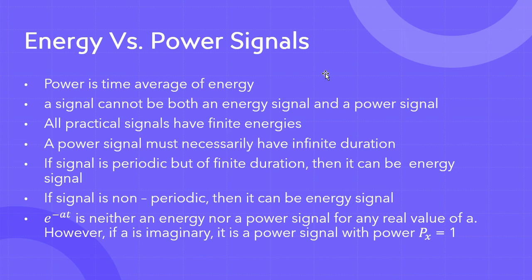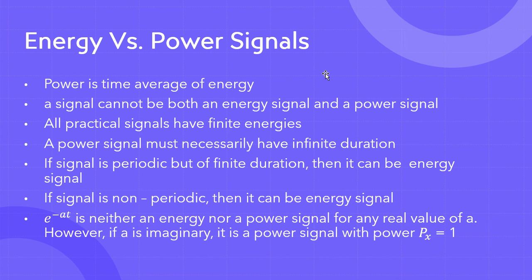again, one more interesting thing, that a signal cannot be both an energy and power signal at the same time. Okay, either the signal is an energy signal or the signal is a power signal. And if the signal is not falling in either of the categories, that means the signal is neither an energy signal nor a power signal. But it cannot be an energy signal and a power signal at the same time.